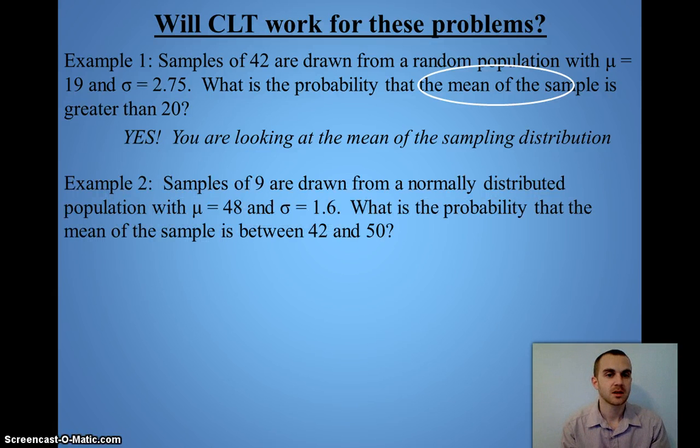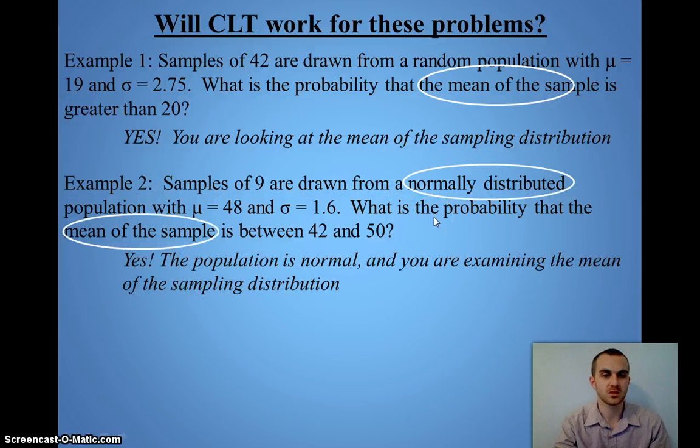Second one here. Samples of 9 are drawn from a normally distributed population. They want to know the probability that the mean of the sample is between 42 and 50. Now, you may say, oh, that's only size 9. And we are still doing the mean of the sample. But the key part to remember here is that it's normally distributed. Once we see that, we know we can use the central limit theorem.